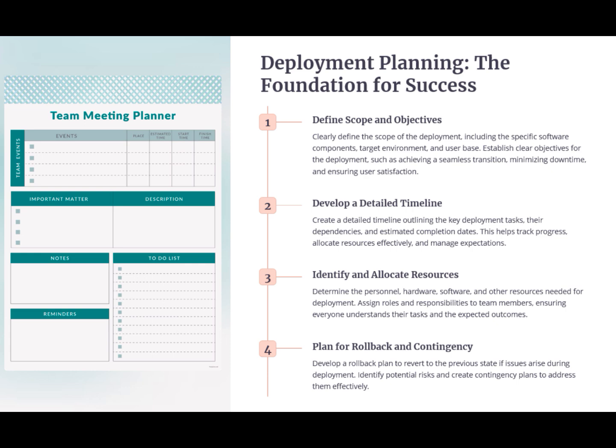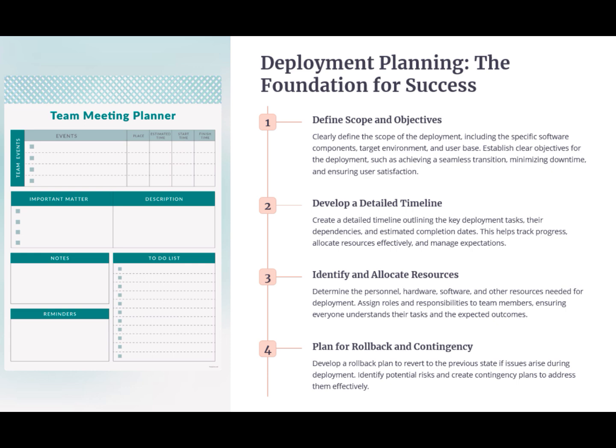1. Define scope and objectives. Clearly define the scope of the deployment, including the specific software components, target environment, and user base. Establish clear objectives for the deployment, such as achieving a seamless transition, minimizing downtime, and ensuring user satisfaction.